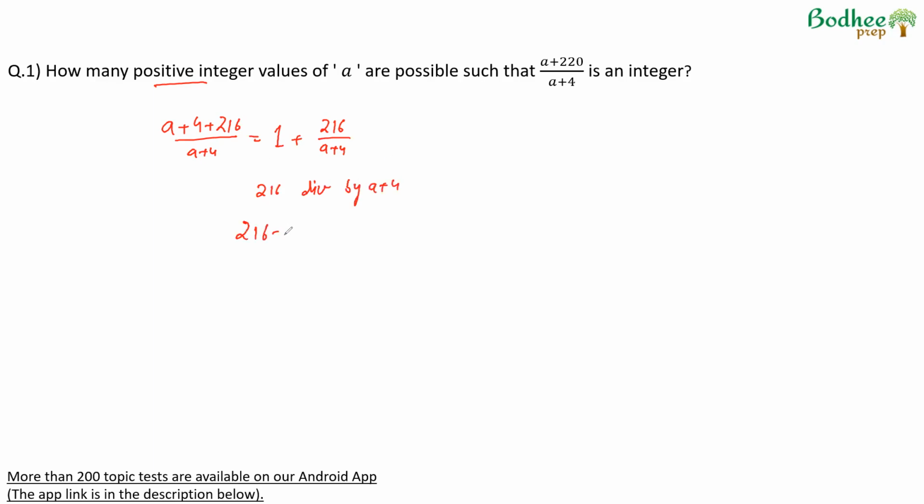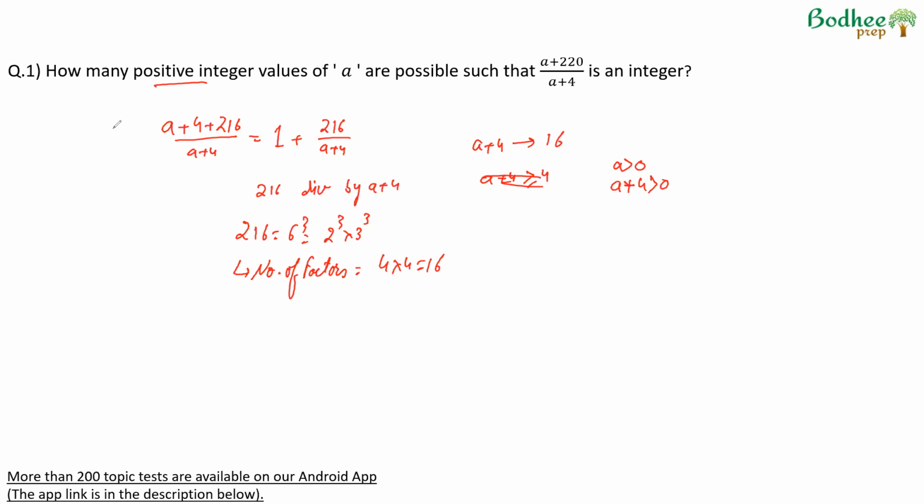216 is nothing but 6 cube, which is 2 cube into 3 cube. So the number of factors of 216 will be 3 plus 1, 4 into 4, which is 16. And therefore, a plus 4 can take any of these 16 values. But the point is, a has to be a positive integer. Since a is greater than 0, a plus 4 has to be greater than 4.